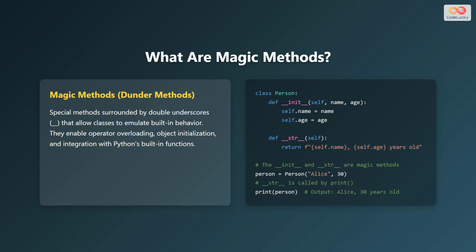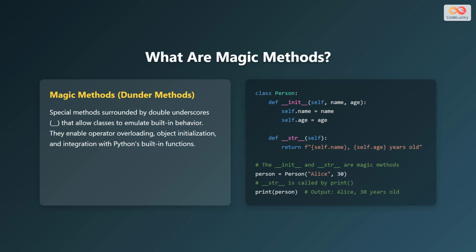For example, when you define an init method, that is underscore underscore init underscore underscore, you're specifying what happens when a new object of that class is created. Similarly, when you define a string method, that is underscore underscore string underscore underscore, you're specifying what should be returned when you try to represent your object as a string.